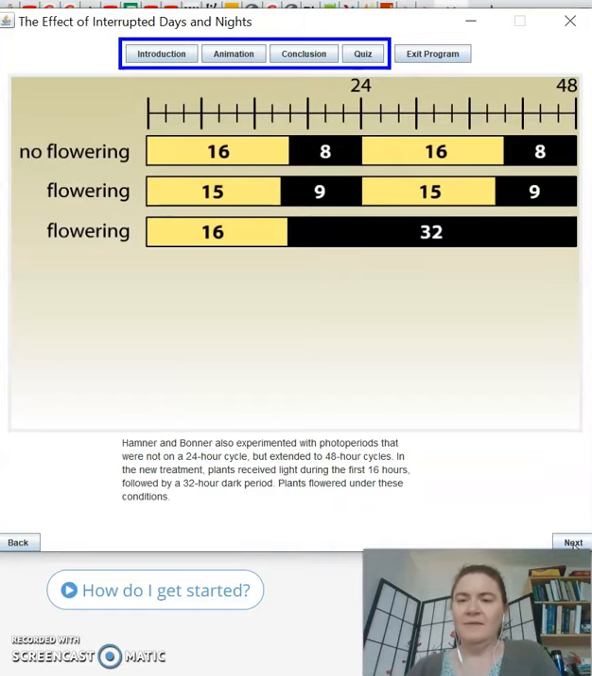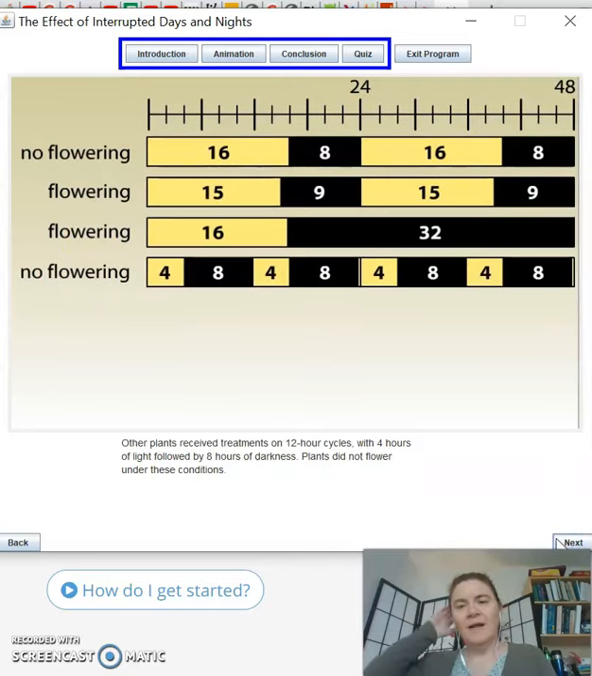Now we go on in the experiment to photoperiods that were not on a 24-hour cycle, but extended to a 48-hour cycle. In the new treatment, plants received light during the first 16 hours, followed by 32 hours of dark. Plants flowered under these conditions. So again, 16 hours light, 8 hours dark, 16 hours light, 8 hours dark, over 48 hours: no flowering. Okay, 15, 9, 15, 9: flowering. 16, 32: flowering.